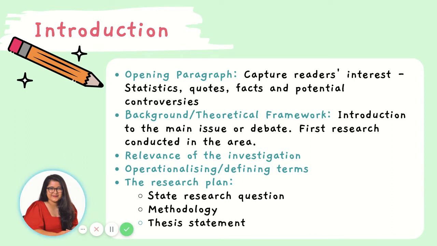Using statistics, quotes, facts, and potential controversies or debates in the first paragraph are a few ways that you can grab the reader's attention. In the next 1 or 2 paragraphs, you can give background into the area of research and describe a classical research that may have been conducted in that area. It is also a good idea to discuss the importance or the relevance of the investigation in the current day and age, and how this research would contribute to that.